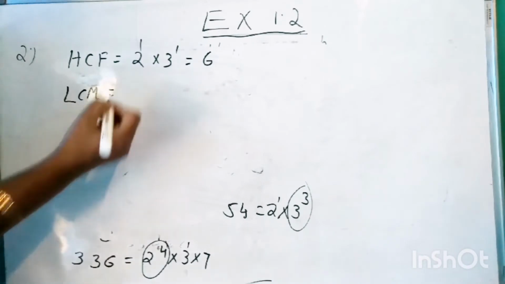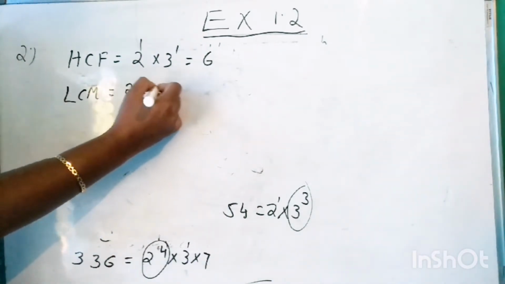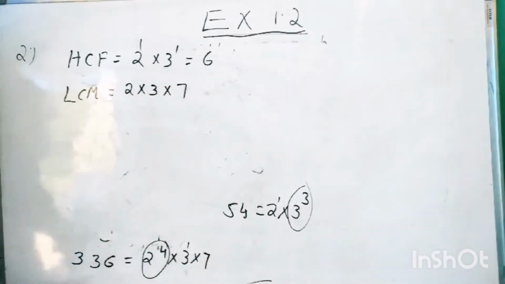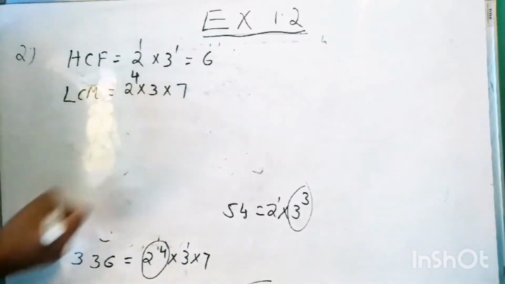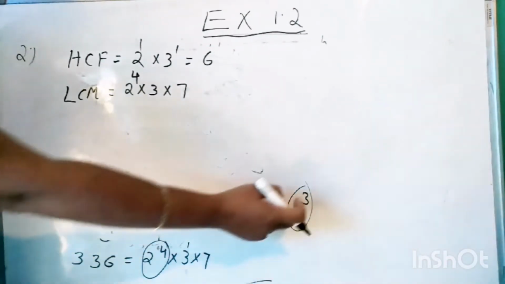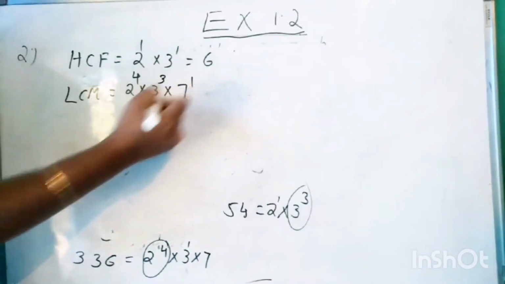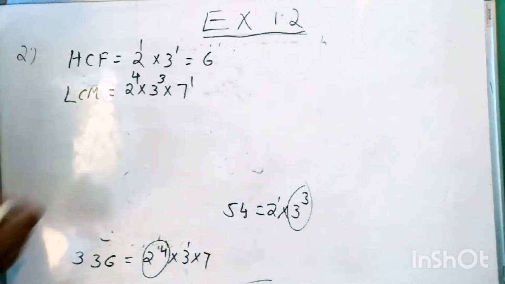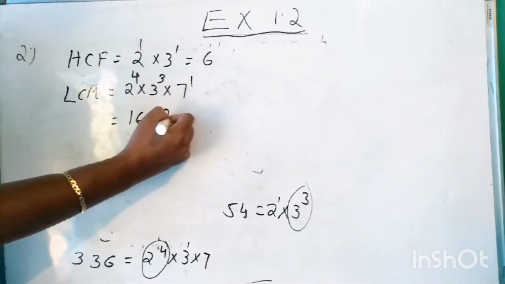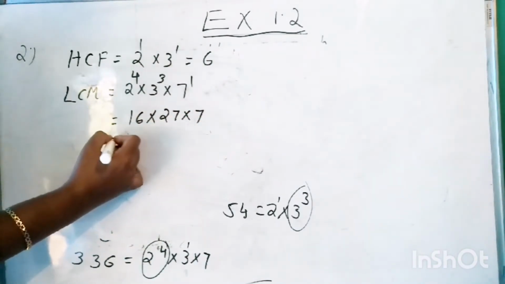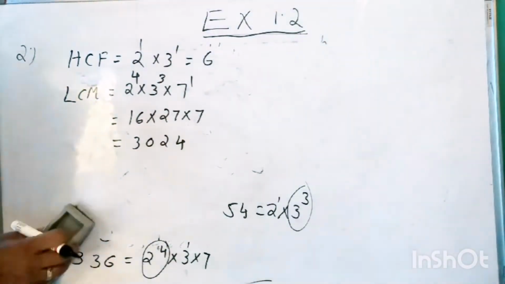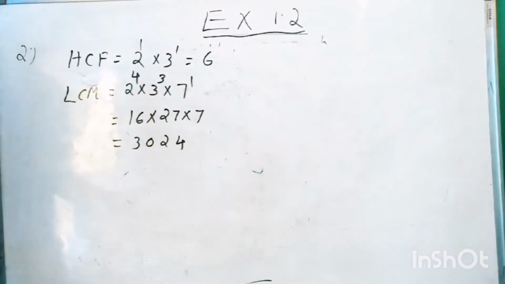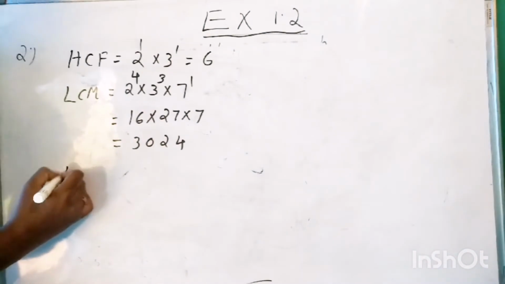Now LCM is equal to, just list out all the prime factors present in this prime factorization, that is 2, 3 and 7. Now the greatest power. The greatest power of 2 is 4, and 3, here we have 3 raised to 3, and 7, the power is 1. So we will get LCM is equal to 16 into 27 into 7, that is equal to 3024.